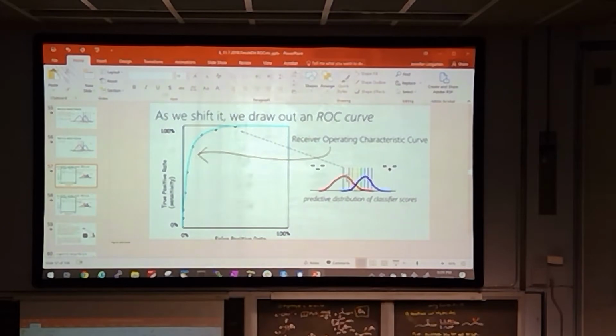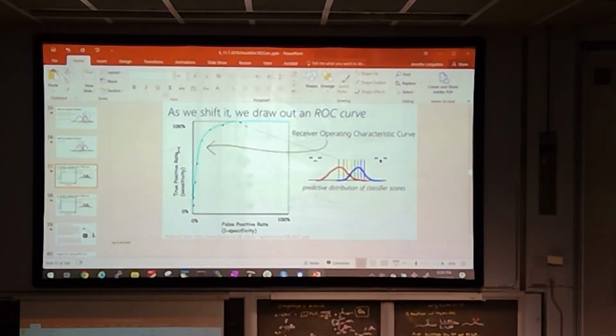Okay, what this is saying is that for every threshold, I get a different false positive and different true positive rate, right? I've just been saying that. But if you do it in the right way, you can trace out a curve where the axes are the true positive rate and the false positive rate. And this thing is called an ROC curve.